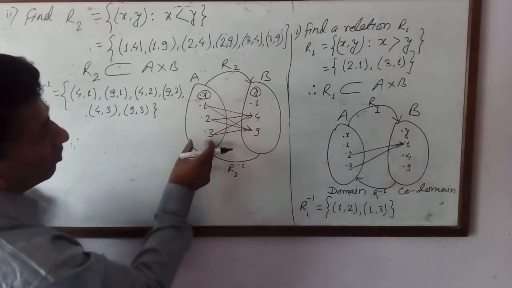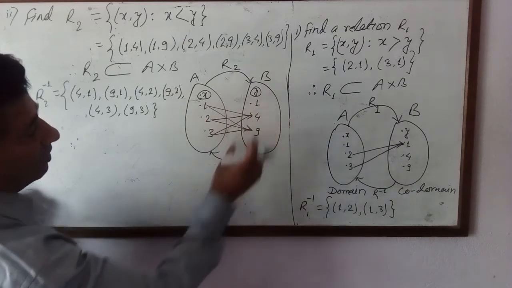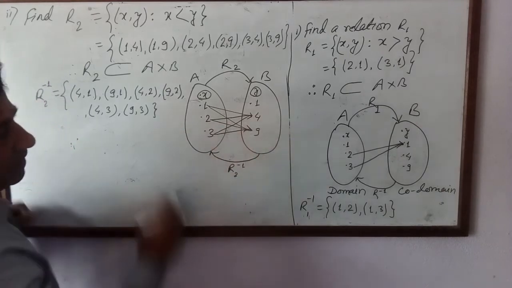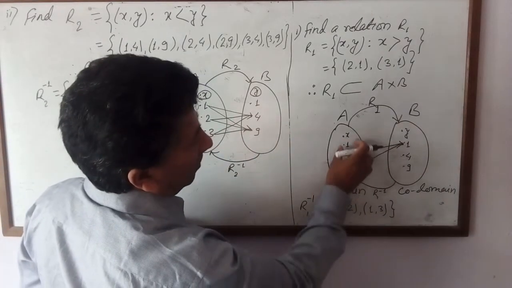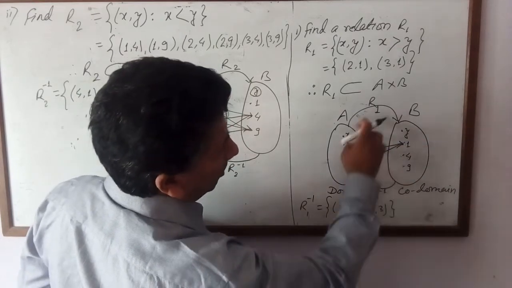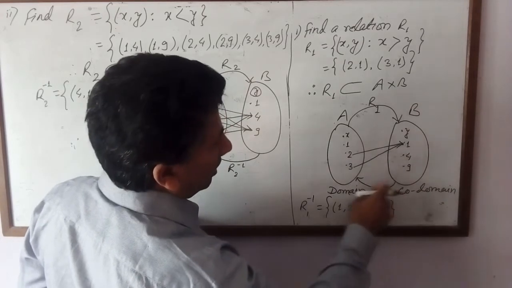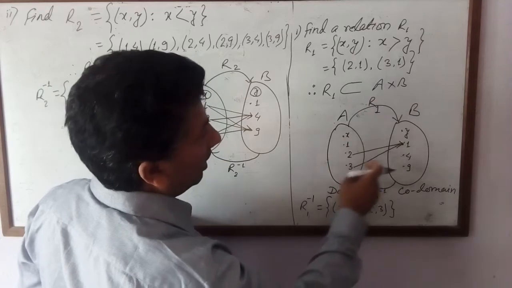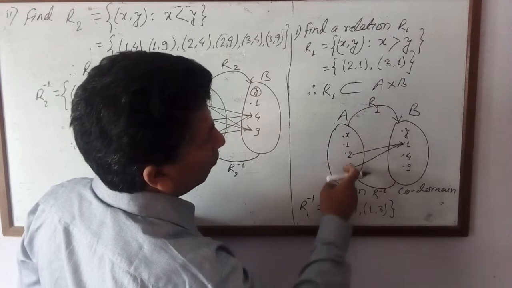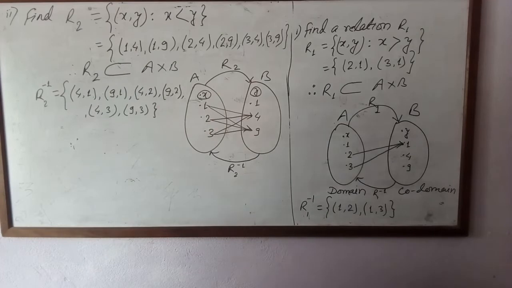This will be the domain, this will be the image for this one. For R2, this one is domain, this one is image. For R2 inverse, this one will be domain, this one will be image. Here also for R1, this one will be domain, this one will be image, codomain. For the inverse of R1, this one total will be domain, this one will be codomain, and for R1 the domain has images 2 and 3 for this one. Okay, now these all are examples of relation.